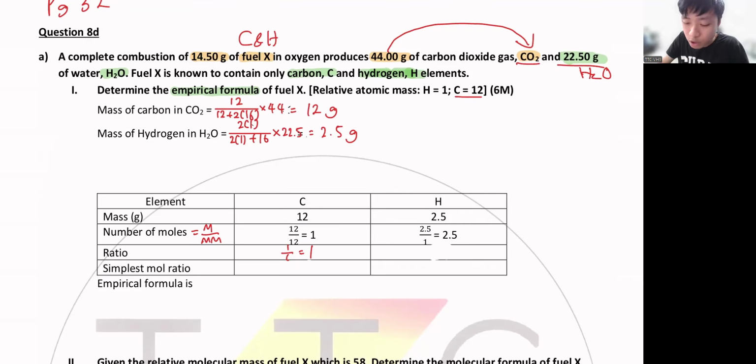It's the same thing. Okay, so 2.5 divided by 1 is 2.5. One is the smaller number, right? So how does 2.5 become a whole number? Multiply by 2, so you get 5. If the right side is multiplied, the left side also multiplies by 2. So the formula is C2H5, right?